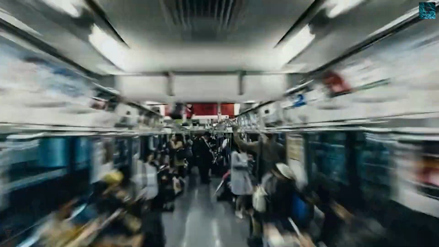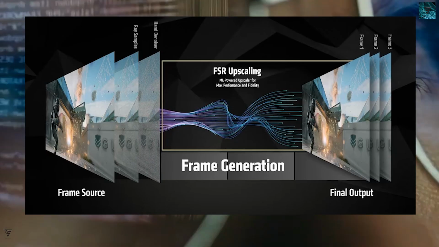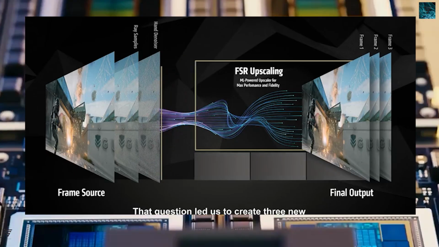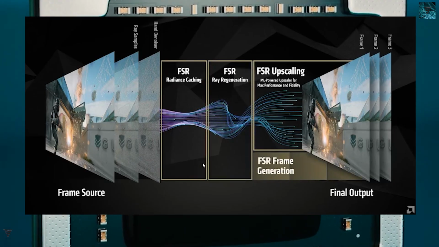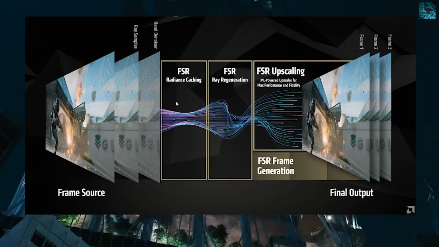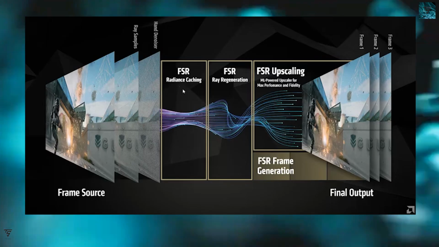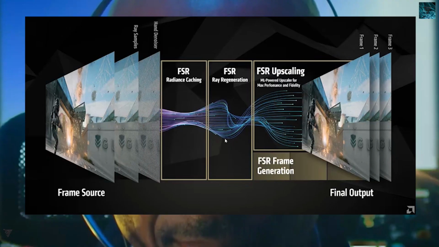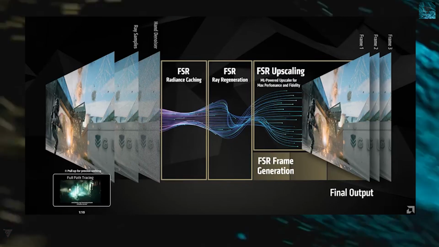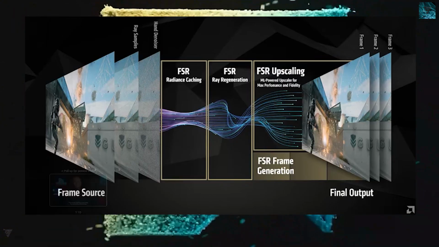FSR. Upscaling is not going to be the only thing. There will be other things before, which will be radiance caching and ray regeneration, where radiance caching gives AMD leverage to finally be able to do path tracing, and ray regeneration is something where AMD is catching up to NVIDIA's DLSS frame generation.